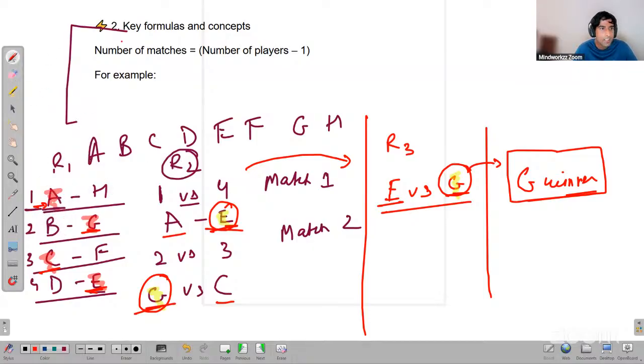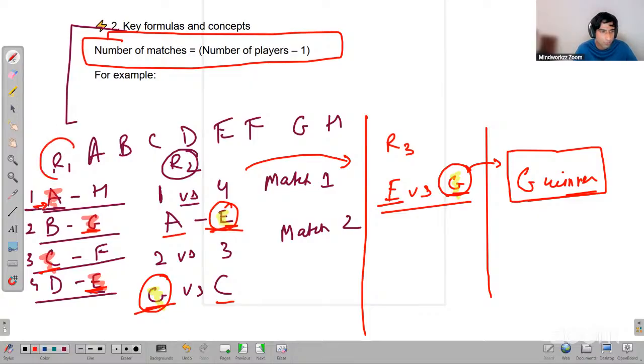That is the number of matches. That is the first formula which I want to talk about. So look at the matches. There are 8 people, you know that. So how many matches are happening? Match 1, match 2, match 3, match 4, match 5, match 6, and match 7. So there are 7 matches which are happening in total.